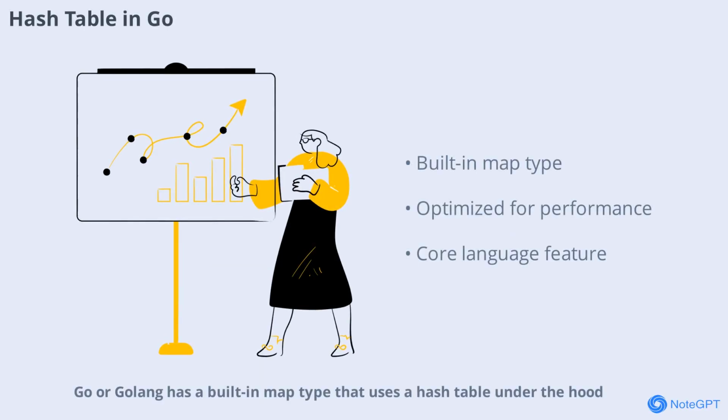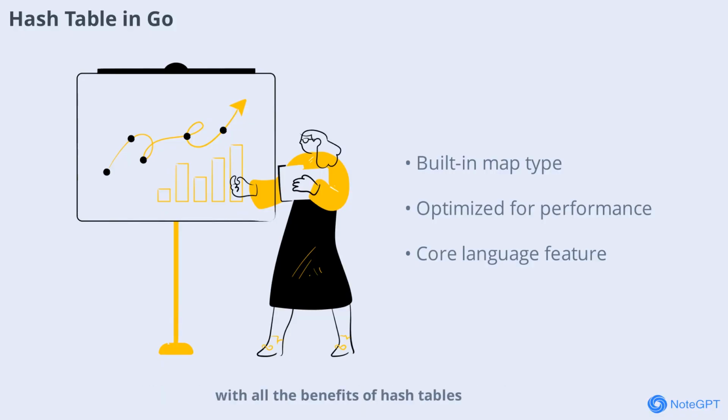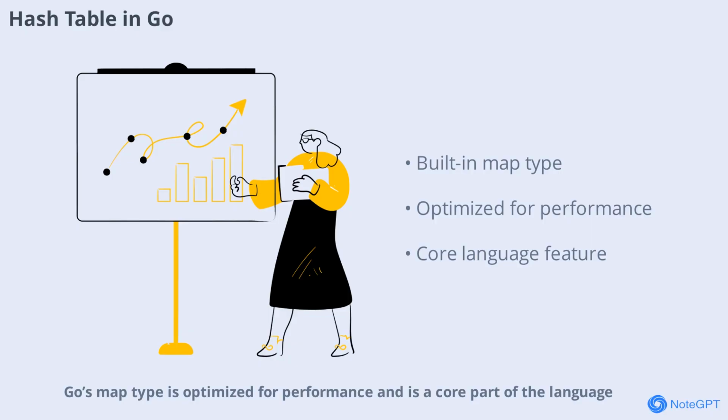Go, or Golang, has a built-in map type that uses a hash table under the hood. This makes it easy to store and retrieve data using keys with all the benefits of hash tables. Go's map type is optimized for performance and is a core part of the language, making it a great choice for building fast, scalable applications.